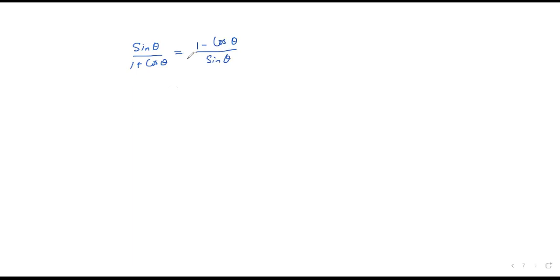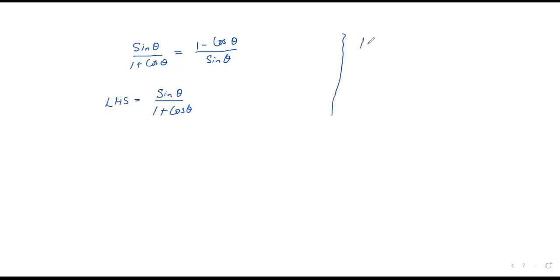Now, this is the left-hand side and that's the right-hand side. These are equally complex, so I choose whatever side. I'm choosing the left-hand side. This is the sine theta over 1 plus the cos of theta. Now, I'm going to use a trick.